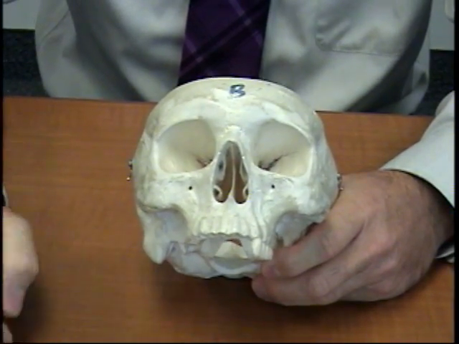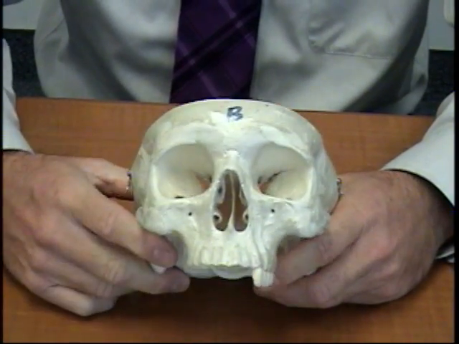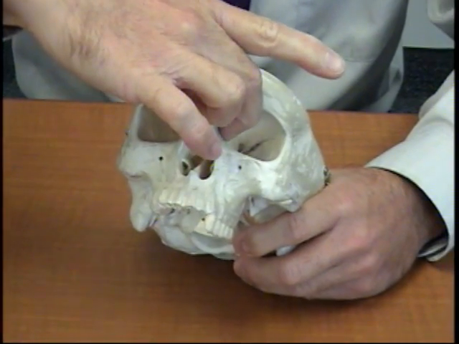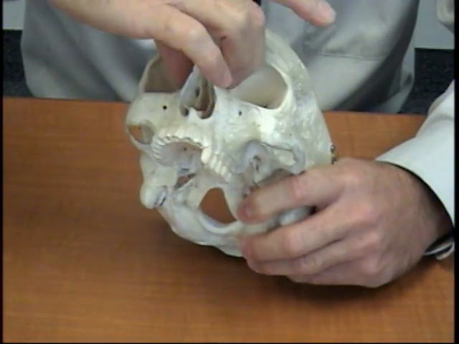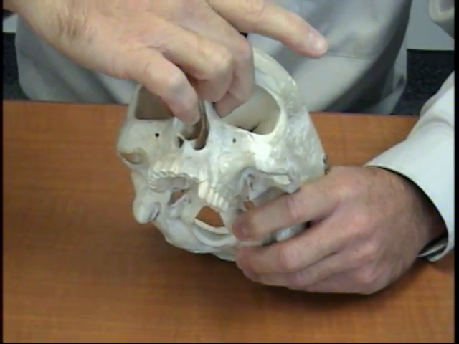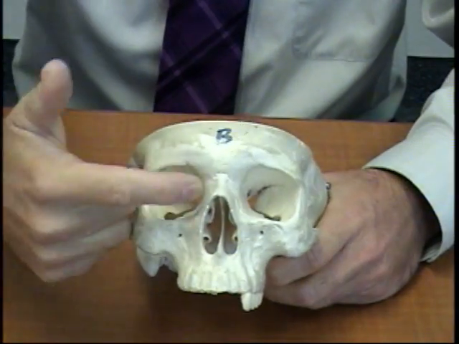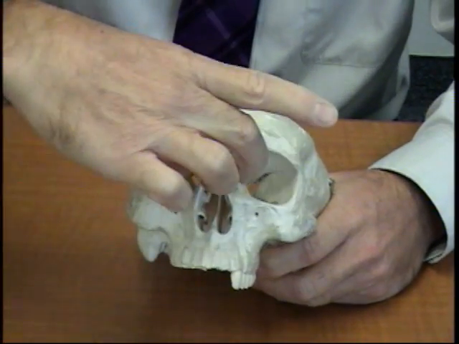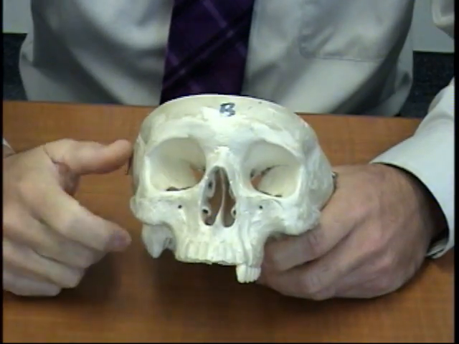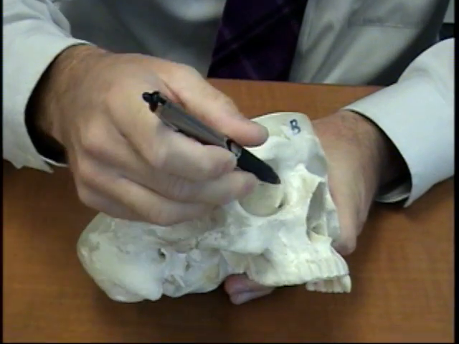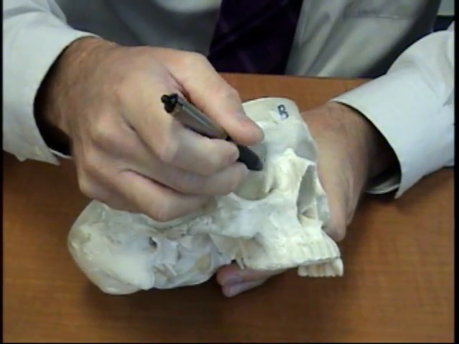Then next we have the lacrimal bone. An easy way to find the lacrimal bone is simply to grab on either side of the nose here, kind of on either side of the eyes, and grab that area right there, that's the lacrimal bone. It is the smallest bone. If I show you up close here, this encompasses the lacrimal bone.